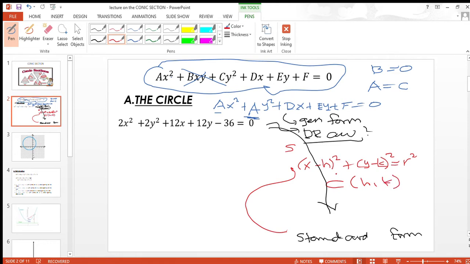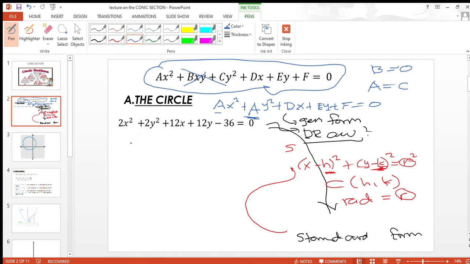Where did I get (h, k)? Okay? That will be the center. And then, it will give us the radius of the circle, which is equal to r. This is r squared, so if we get now r, that will be the radius of the circle. So the standard form will tell us the location of the center, and it will give us the radius of the circle. But the big question is, how do we transform the equation of the circle into the standard form? Let's go to this example.